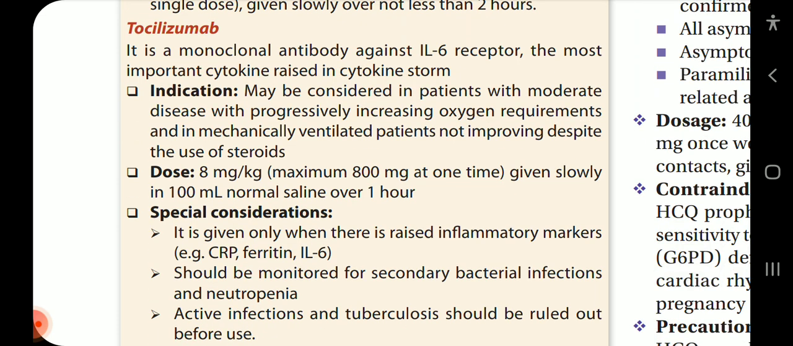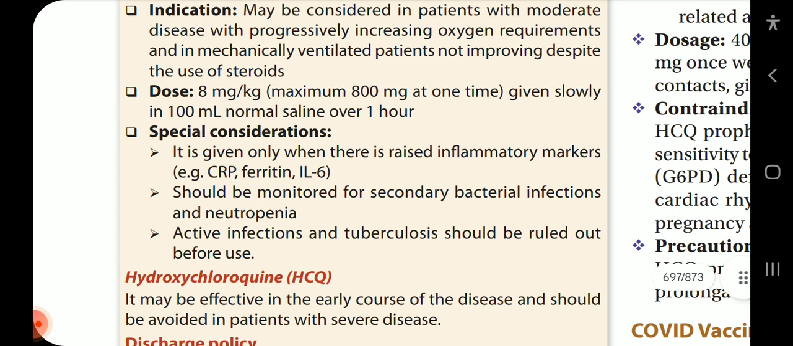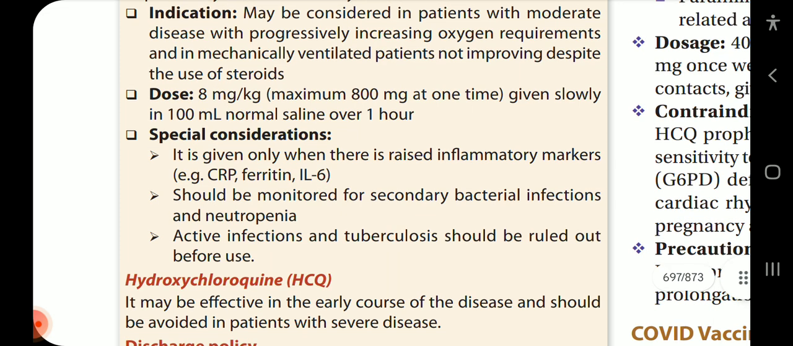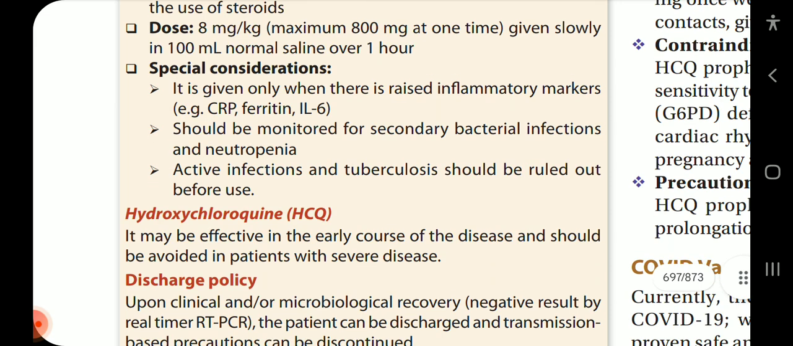Another drug can be tocilizumab, a monoclonal antibody against interleukin 6 receptor, the most important cytokine raised in the cytokine storm. Indication: it may be considered in patients with moderate disease with progressively increasing oxygen requirements and in mechanically ventilated patients not improving despite the use of steroids. Dose is 8 mg per kg, maximum 800 mg at one time, given slowly in 100 ml normal saline over 1 hour.